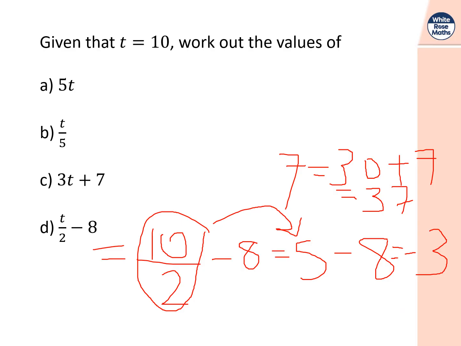Looking at our starter. Given that t is equal to 10, work out the values of 5t. So 5 lots of 10.